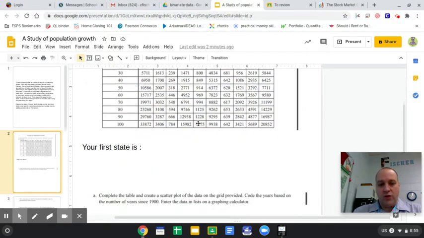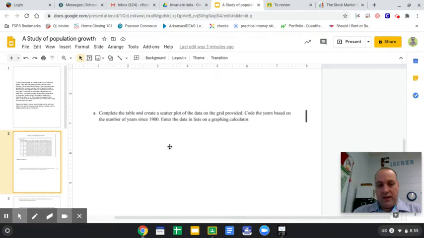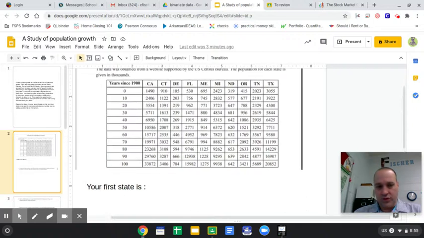All right. So once you pick your state, put what state it is right here. And then complete the table and create a scatter plot of the data on the grid provided. Code the years based on the number of years since 1900. Enter the data in lists on a graphing calculator, which we'll do in just a second.